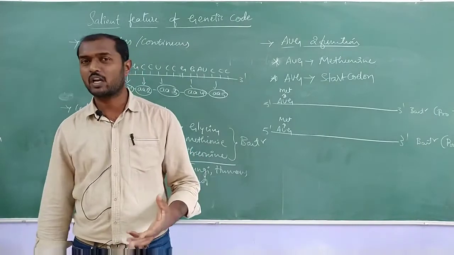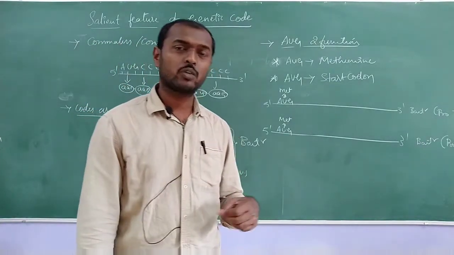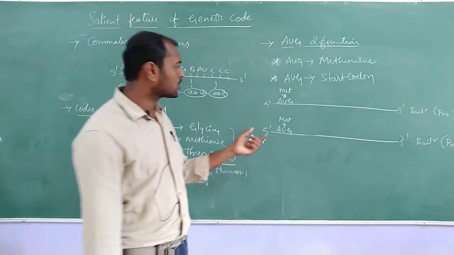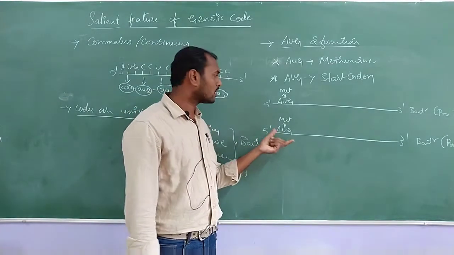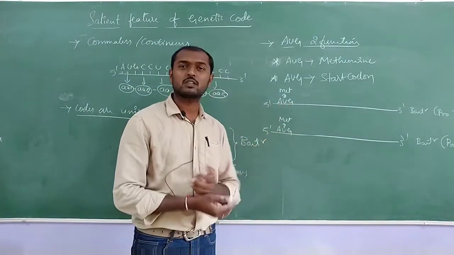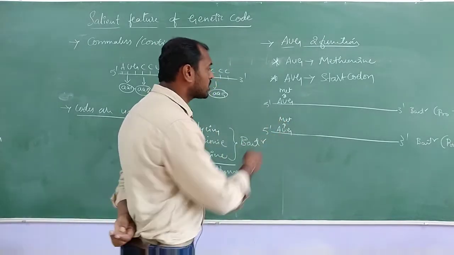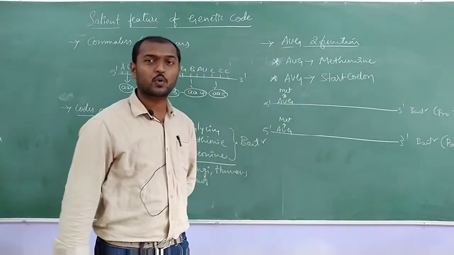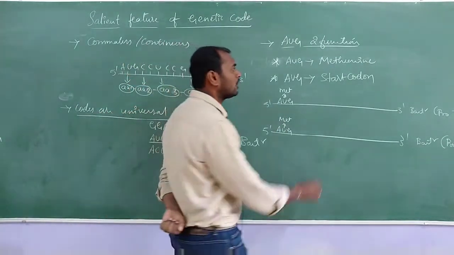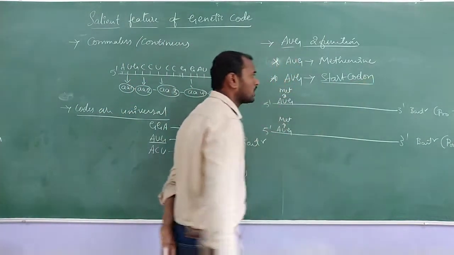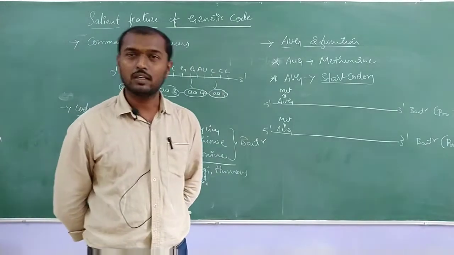So whatever the mRNA, it may be in a prokaryote, it may be in a eukaryote, you always start the synthesis from the AUG. That's why AUG is going to initiate the process of protein synthesis. That's what is called the start codon.